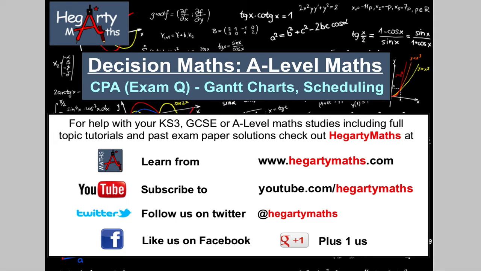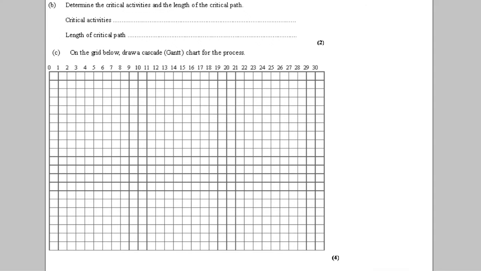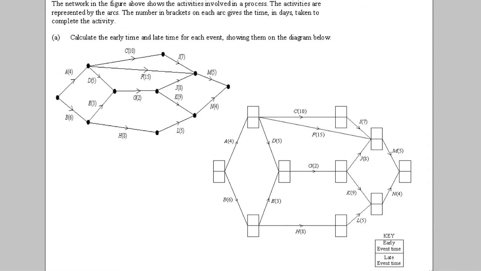And here is a typical decision maths critical path analysis exam question that involves Gantt charts and scheduling. So I'll just show you it all first, then you might want to have a go and I'll go through the answers. So firstly, part A is there's an activity network, do a forward and backward pass to work out the early event and late event time. So that's part A, and you get 4 marks for that.